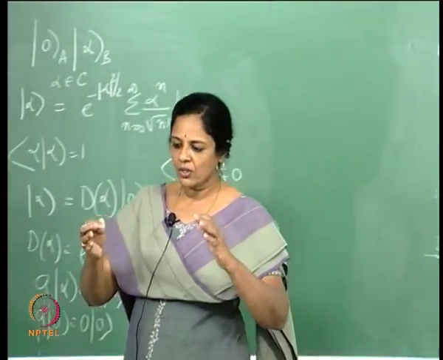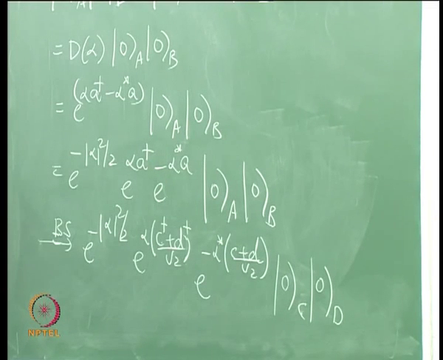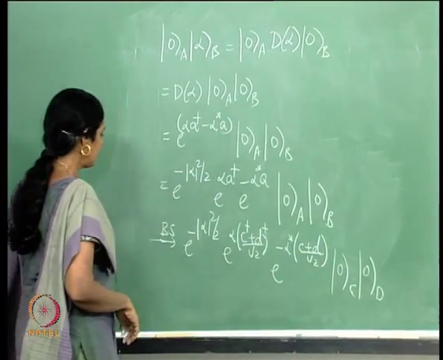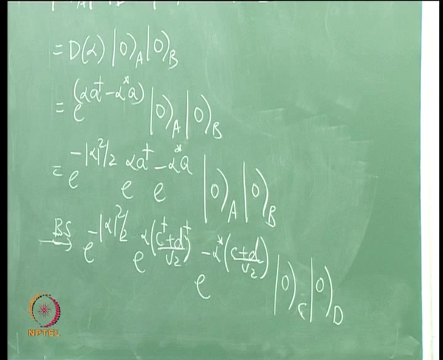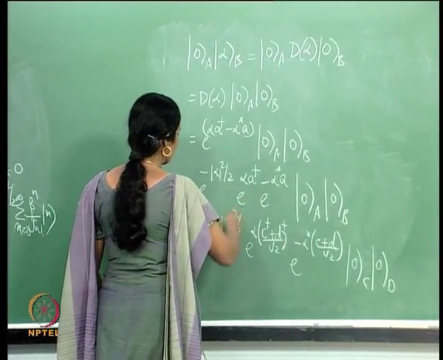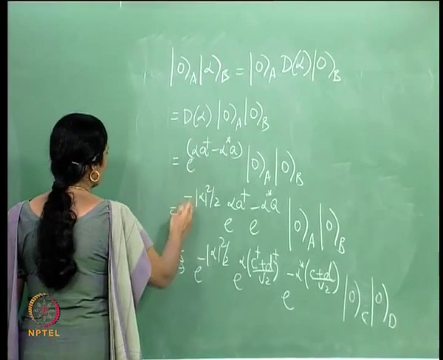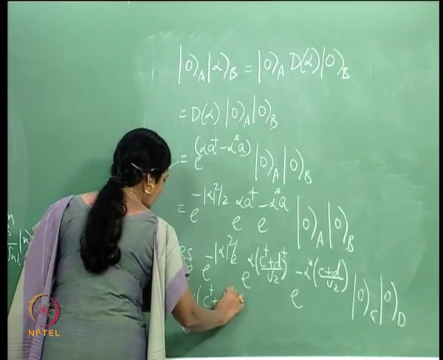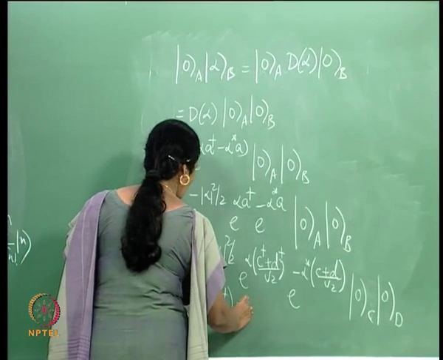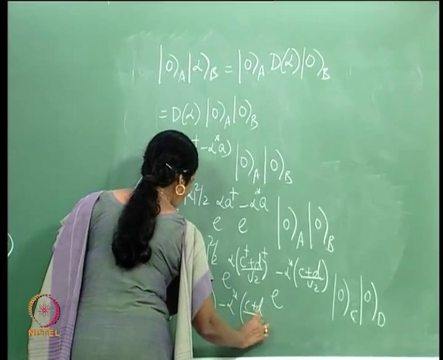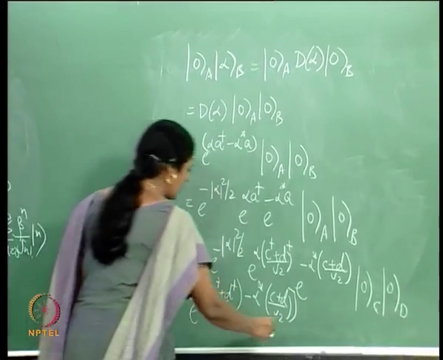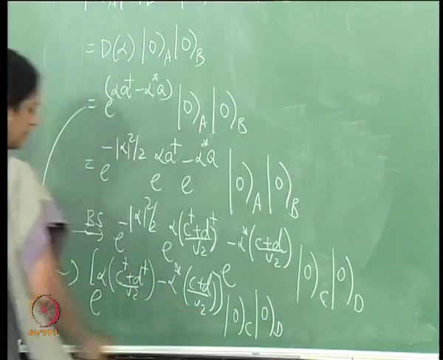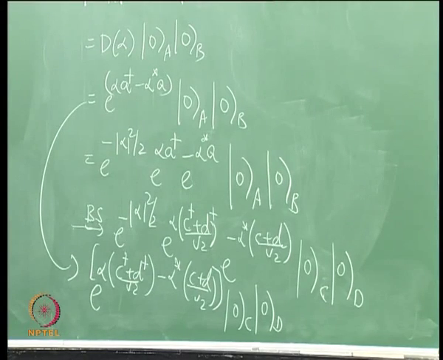Now, I am looking at the whole system from the point of view of the output ports, that is in terms of operators c, d, c dagger, d dagger and the basis states there, that means ket 0 c, ket 0 d and so on. So, this is what I have. Now, of course, I need not even have disentangled this. I could have just written this in toto as e to the alpha times c dagger plus d dagger by root 2, minus alpha star times c plus d by root 2, without using the disentanglement theorem, acting on 0 c 0 d. And then I can group terms in the exponent, which is what I will do now.